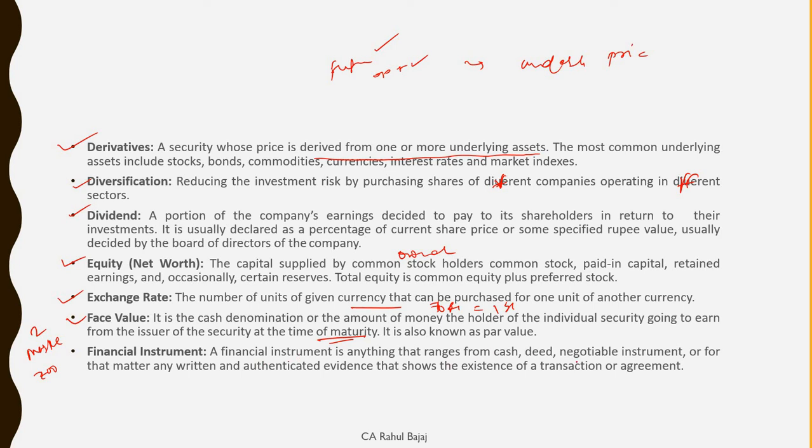Financial instrument: a financial instrument is anything that ranges from cash, deed, negotiable instrument, or any other matter, written or authenticated evidence that shows the existence of transactions and agreements.